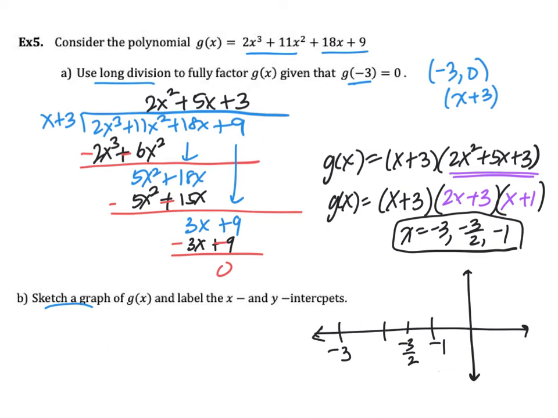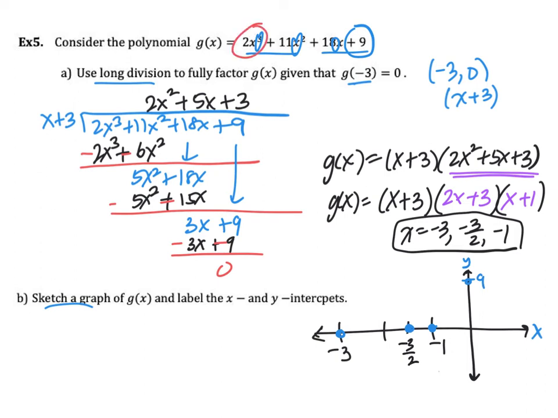So the question now is, how do I sketch that graph? Well, I have a 0 at -3, I have a 0 at -3 halves, and I have a 0 at -1. I have a y-intercept of 9, right? How do I know I have a y-intercept at 9? Well, if I put in a 0, a 0, and a 0, I'm just going to be left with 9. So I have a y-intercept of 9. It's my x-axis, my y-axis. And the last thing I need to do is look at my end behavior, right? This was an odd function.